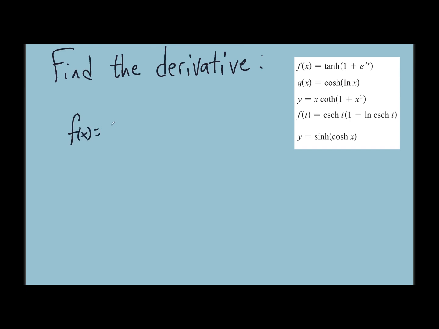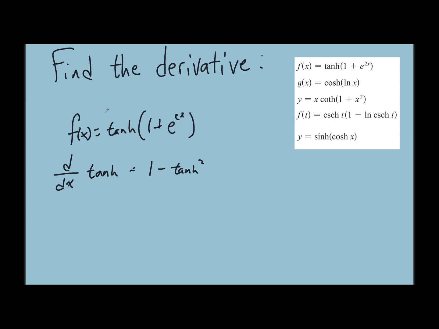f of x equals hyperbolic tangent of 1 plus e to the 2x. Well, from the explainer video, I'm sure you remember that the derivative of hyperbolic tangent is 1 minus hyperbolic tangent squared. And you might have learned it as hyperbolic secant squared because it's more condensed, but I hate not using sine, cosine, and tangent. I always find it to be confusing and difficult, so I'm using this.